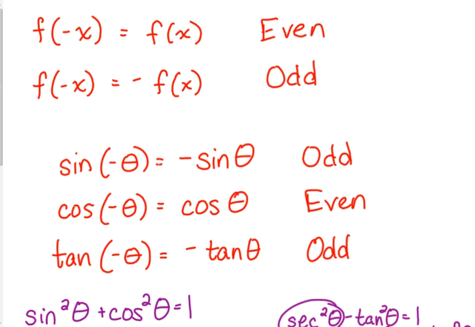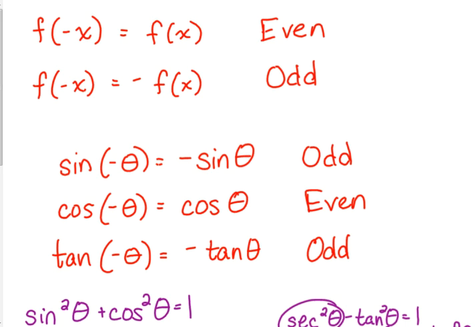Okay? Cosine, on the other hand, is an even function. Even functions, when you plug in negative x, you get the same thing as if you plug in positive x. Remember, it's that symmetry across the y-axis. So f of negative 2 has the exact same value as f of positive 2. The same thing happens with cosine. The cosine of negative 3 pi over 4 is the exact same thing as the cosine of positive 3 pi over 4. Both of them are negative square root of 2 over 2.